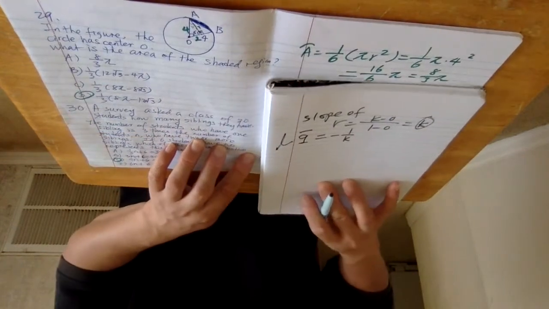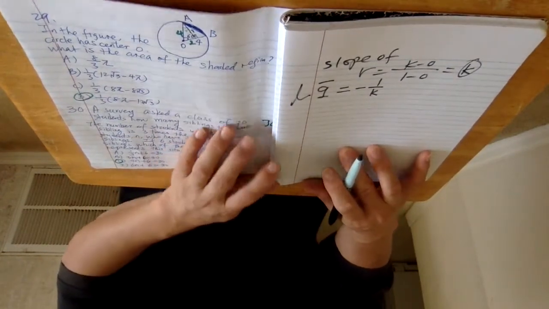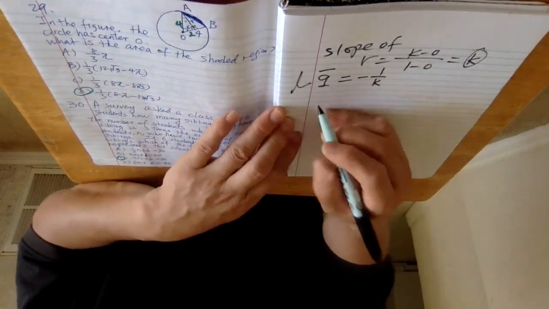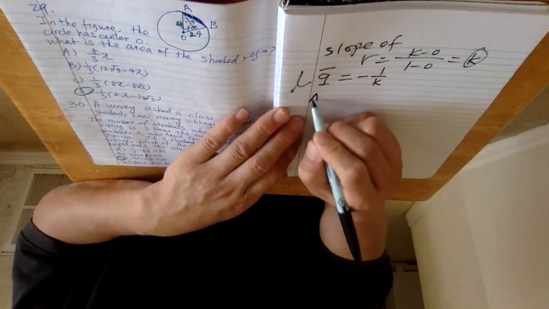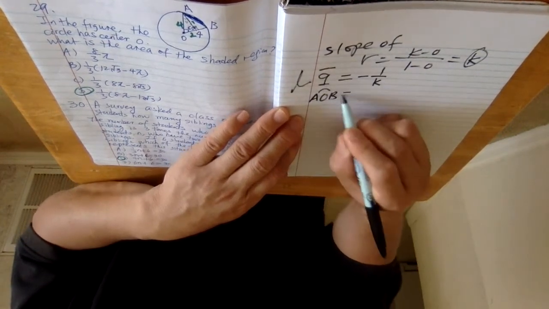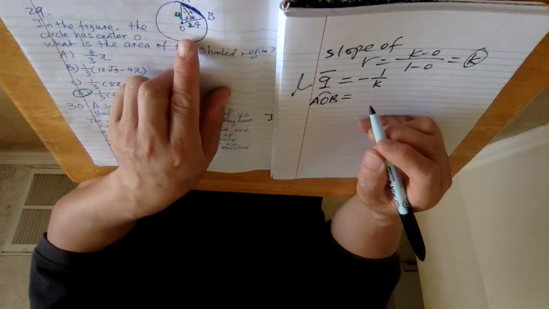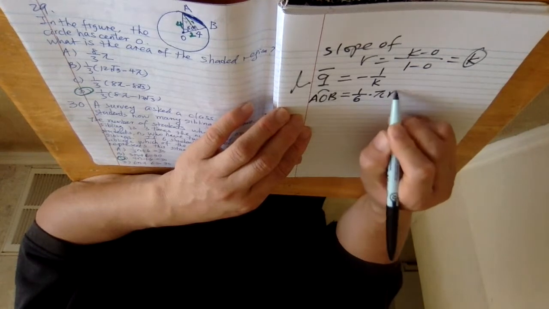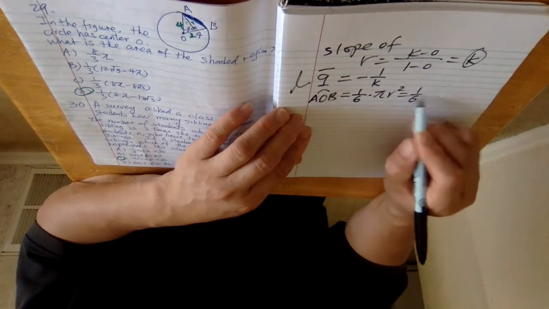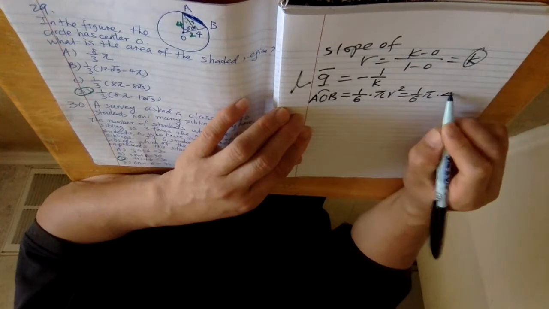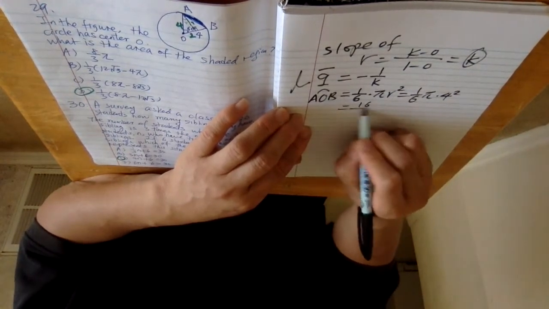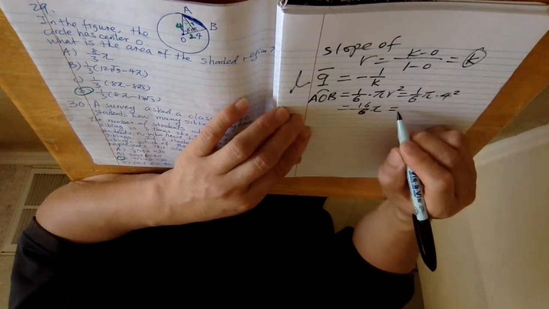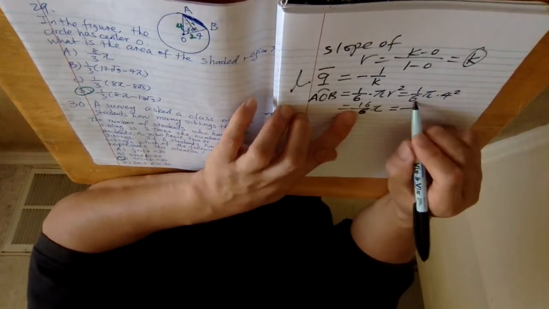Number 29. In the figure, the circle has center O. What's the area of the shaded region? So let's look for the area of the sector first, arc AOB. Remember this is 60 degrees and the circle is 360, so it'll be 1/6 of the circle. Pi r squared times 1/6. The r is going to be 4 here, so it'll be 16 over 6 pi. Dividing by 2, it's going to be 8 over 3 pi.